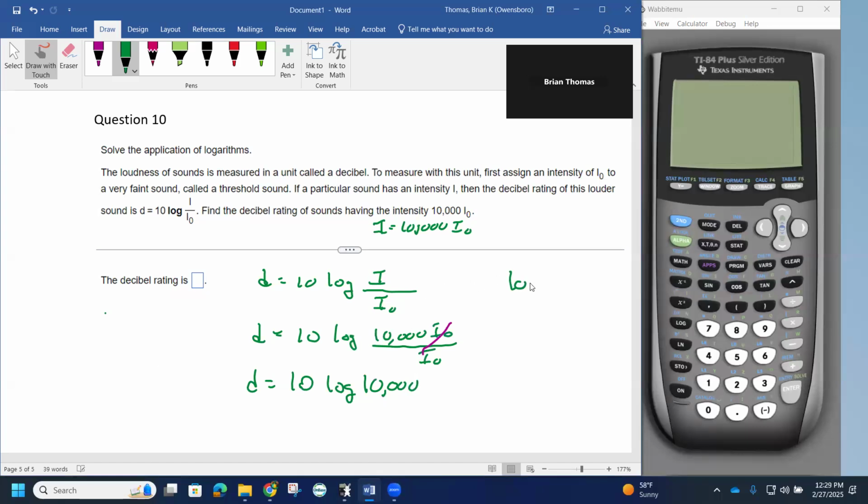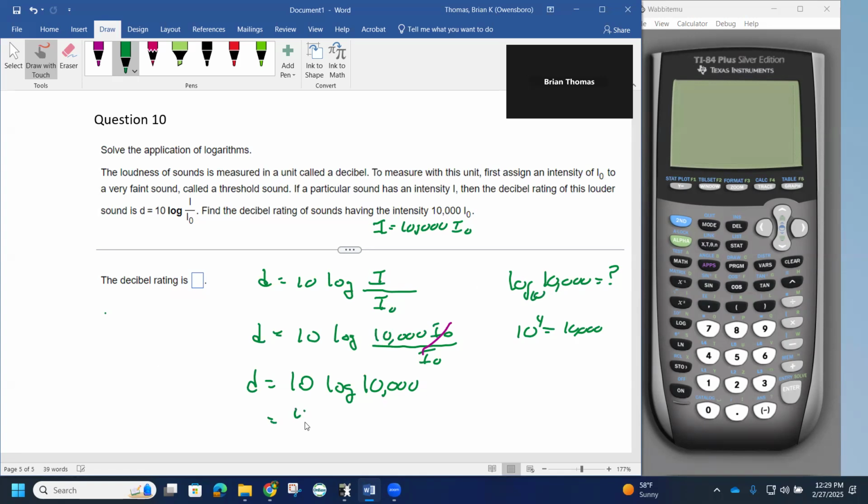Now, the log of 10,000 is a base 10 log. So what this is saying is 10 to the what power is 10,000. Notice how there's 1, 2, 3, 4 zeros. That means I need 4 tens. So 10 to the power of 4 would be 10,000. So the log of 10,000 is 4.